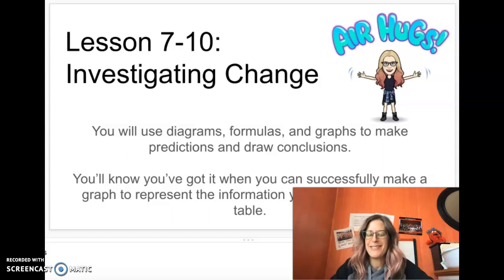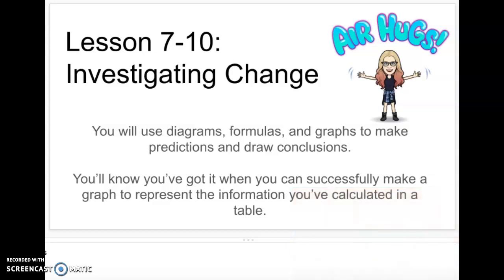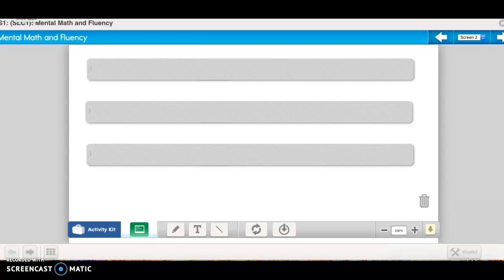Hey, sixth grade. Today we will be covering lesson 710, Investigating Change. You'll be using diagrams, formulas, and graphs to make predictions and draw conclusions. Today you'll know you've got it when you can successfully make a graph to represent the information you've calculated in a table. We will start with our mental math and fluency today.